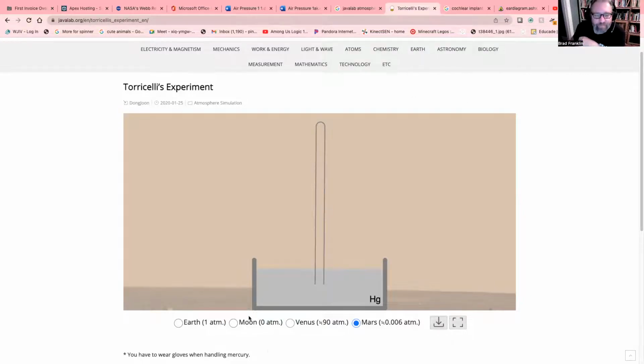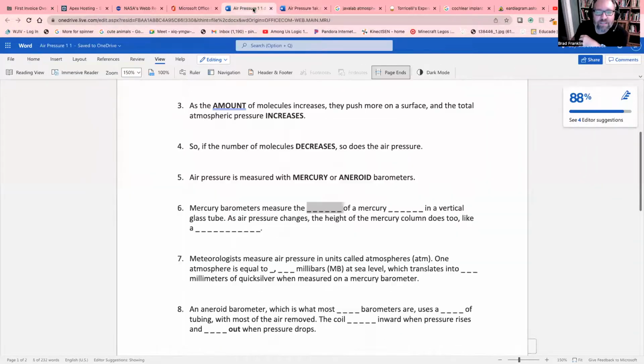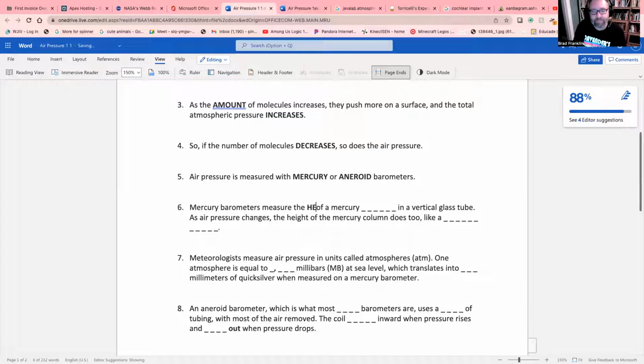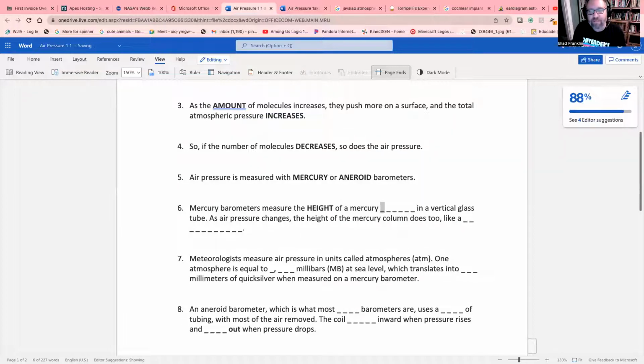So that's what I wanted to show you. But what I wanted to do is this one. Mercury barometers measure the height of a mercury, what did I say it was, in a vertical glass tube.